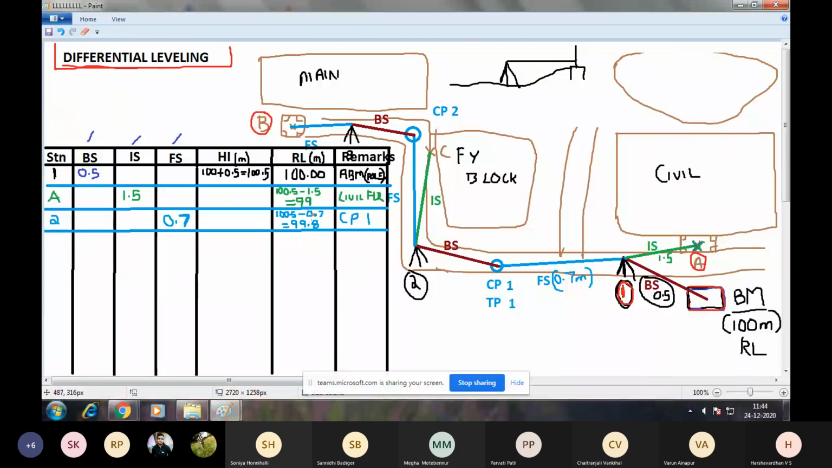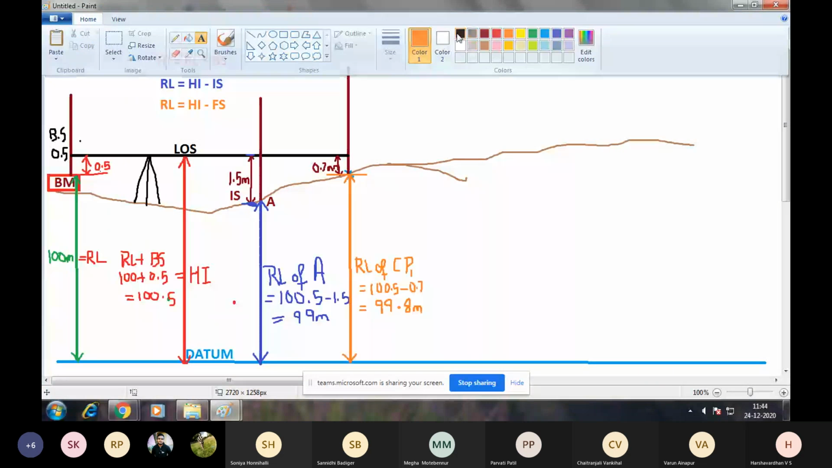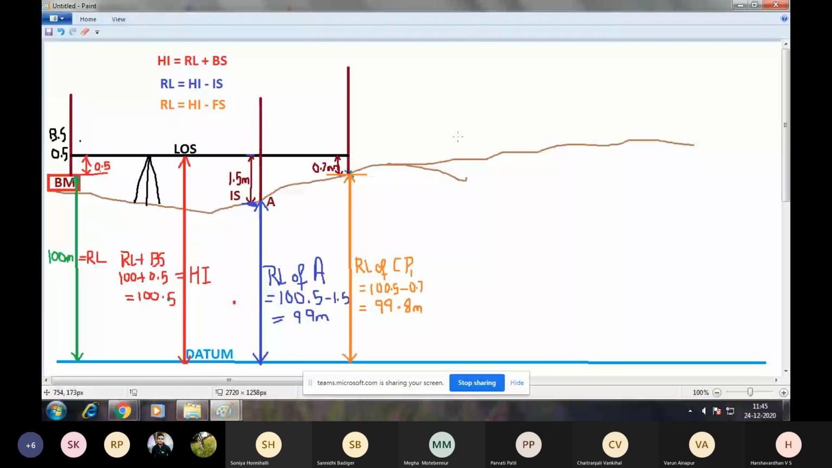So next I'll shift the instrument from instrument point 1 to instrument point 2. Now my instrument is at this point. I told you I have to always start from a benchmark. Now I'm shifting the instrument to the next point. Let's say this is the next point. This is instrument point 1. This is instrument point 2.